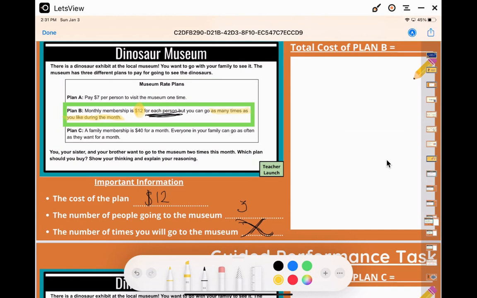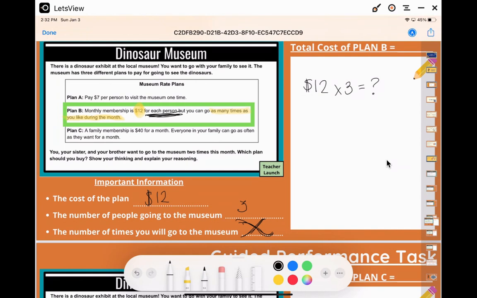So that means there's only 2 factors for me to consider in this problem. And the 2 factors that I'm considering in order to get the total cost of this one is 12 times 3. So we are going to come up with a strategy in order to figure out what 12 times 3 is.